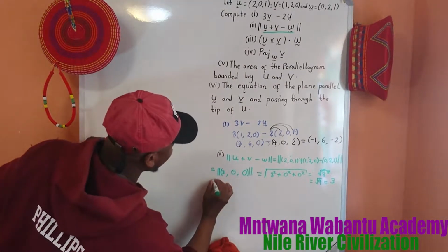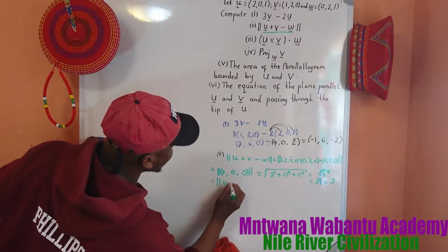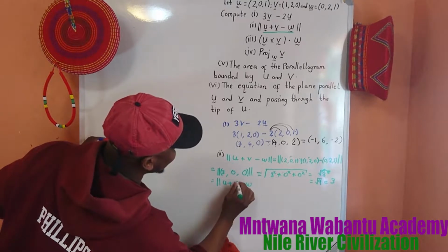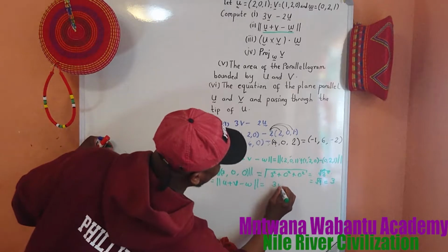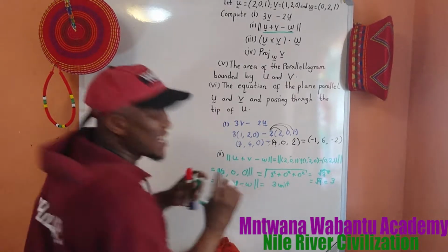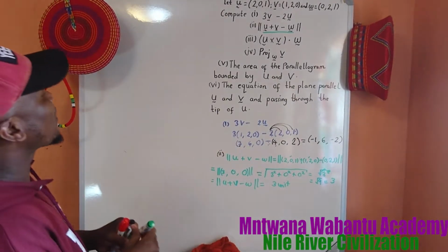So we say the magnitude of u plus v minus w is equal to 3 units. You know why? Because magnitude is like a distance. 3 units. So now we go for the next one.